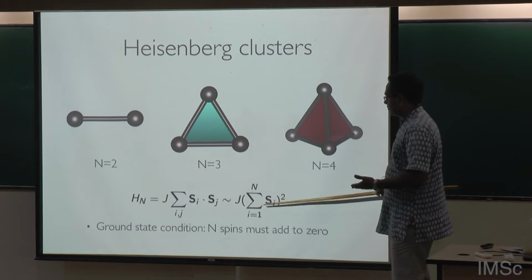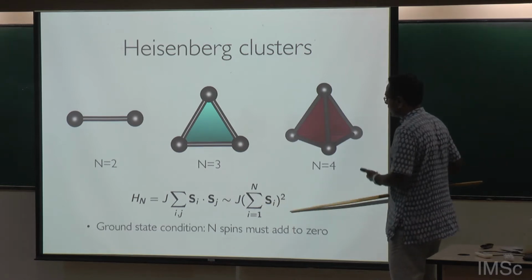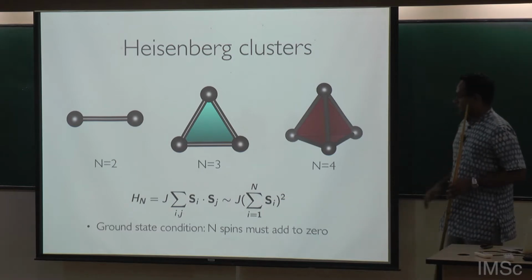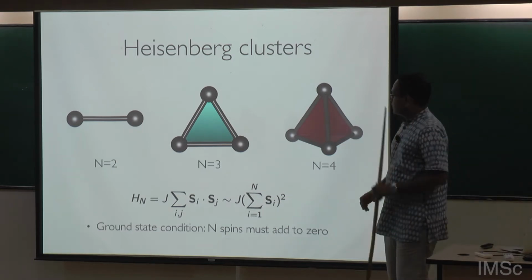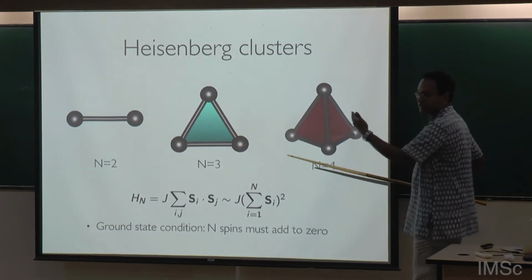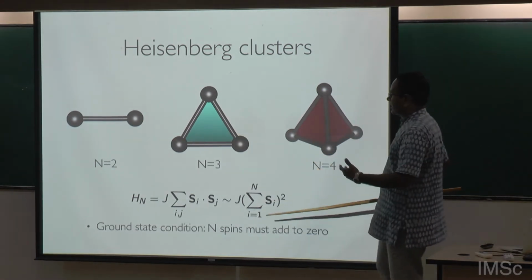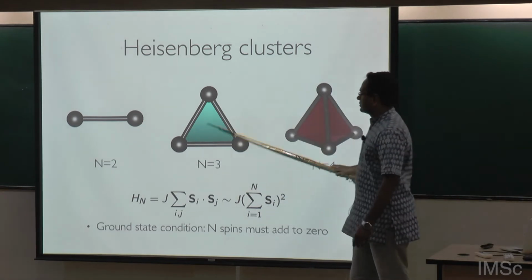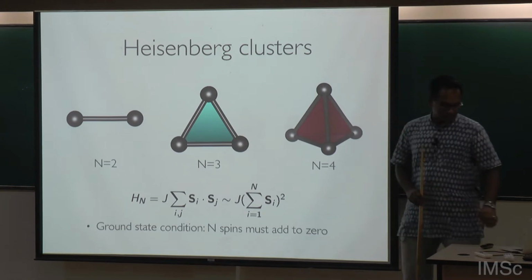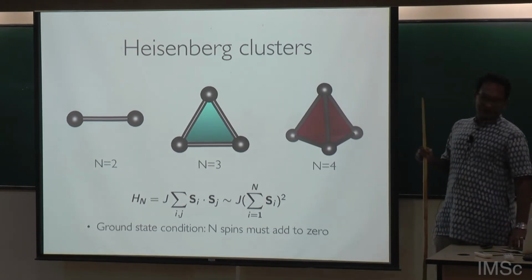So this vector, this is squared, this is a positive quantity. So this vector itself must go to 0. So here you have the simple geometric condition. You have either 2 spins or 3 spins or 4 spins, 2 vectors, 3 vectors, or 4 vectors. And to get the ground state, 2 vectors must add to 0, 3 vectors must add to 0, or 4 vectors must add to 0. Okay. So this already gives rise to very nice physics.